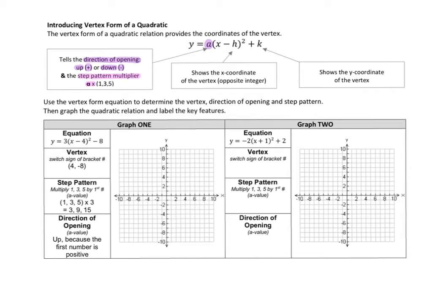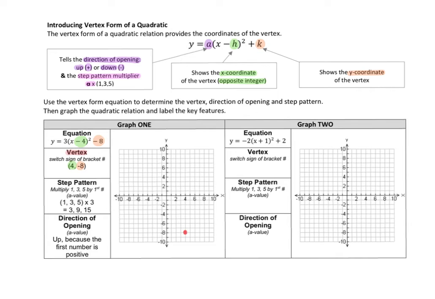The x-coordinate of our vertex can be found by looking inside the brackets and taking the value of h and making it its opposite integer. And finally, the y-coordinate of our vertex can be found at the end of the vertex form in the value known as k. So let's look at graph number 1 and graph this parabola. It's given to us in vertex form. We can find the vertex by switching the sign of the term inside of the brackets from -4 to +4. That'll be our x-coordinate of the vertex. And then the constant or k value at the end, the -8, will be our y-coordinate of our vertex. So our vertex will be at (4, -8).